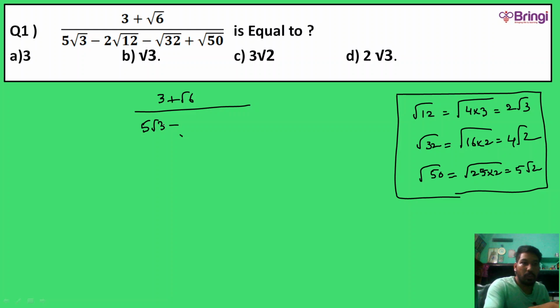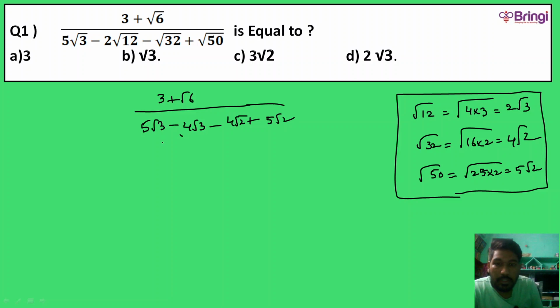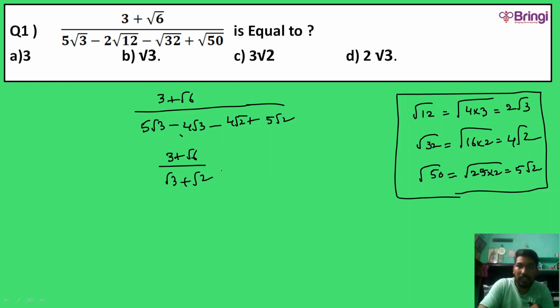2 into root 12, root 12 value is 2 root 3, so it's going to be 4 root 3, minus root 32 value 4 root 2, plus root 50 value 5 root 2. So the numerator will be 3 plus root 6, and 5 root 2 minus 4 root 2 is going to be root 2 in the denominator with 4 root 3... so check the options, nothing was there.